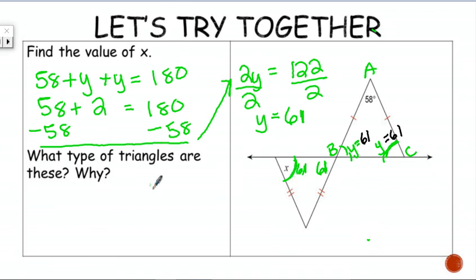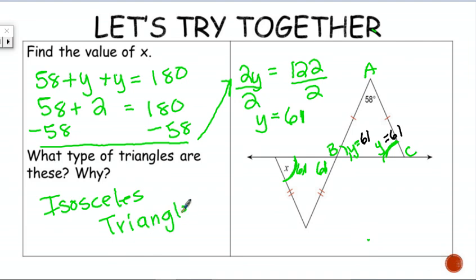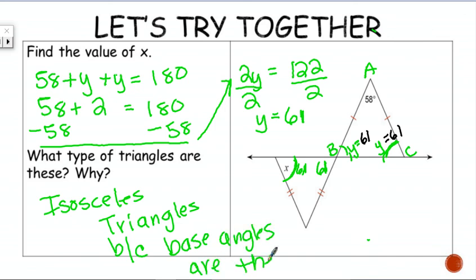All right. Now it says, what type of triangles are these and why? These are isosceles triangles. And that is because the base angles are the same. Or you can say because it has two sides that are the same. And you're good. And you're finished with that.